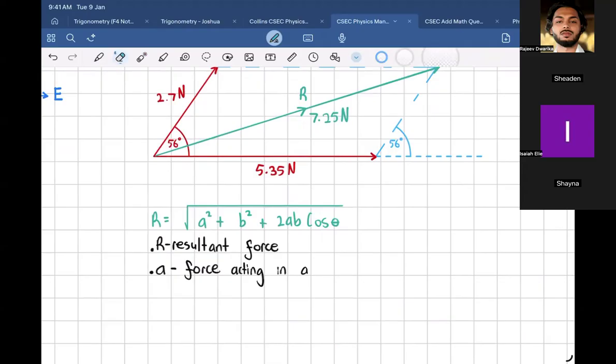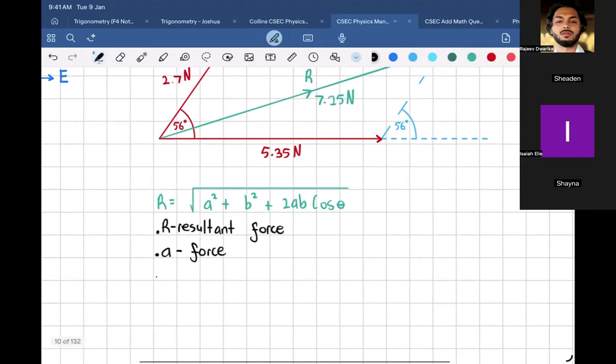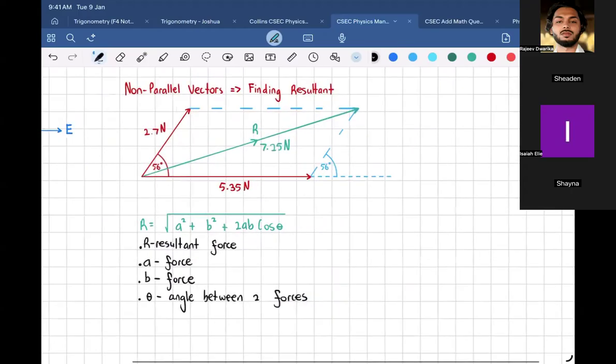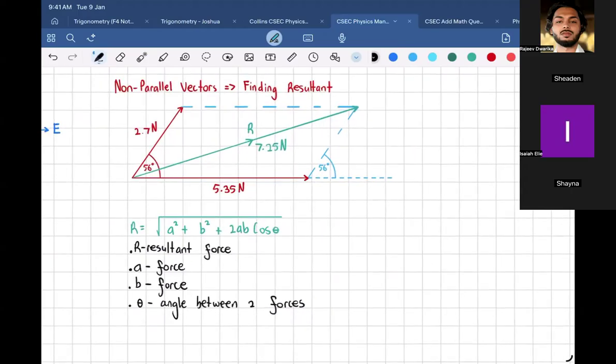A is just a force, right? So B is another force, right? And theta is the angle between two forces. All right, so that being said, let's apply the formula.